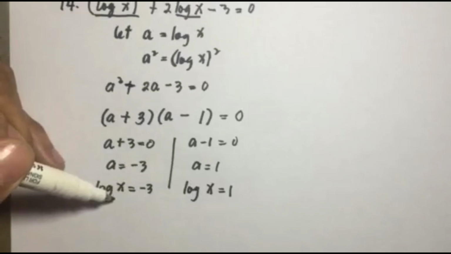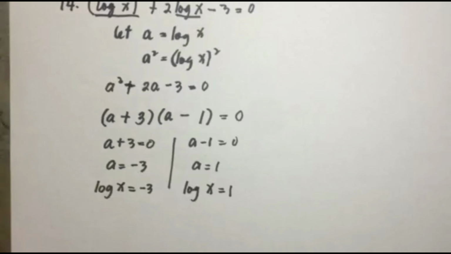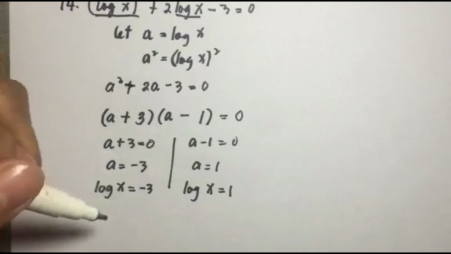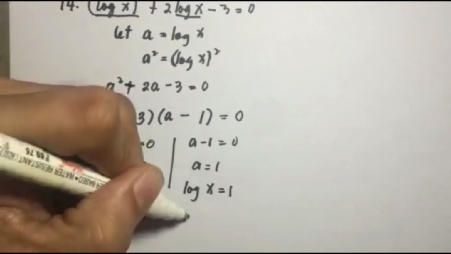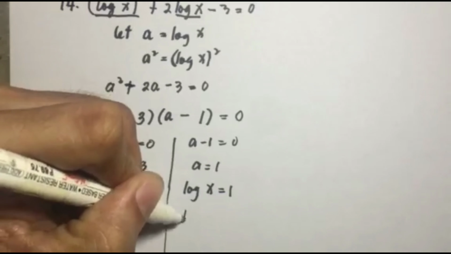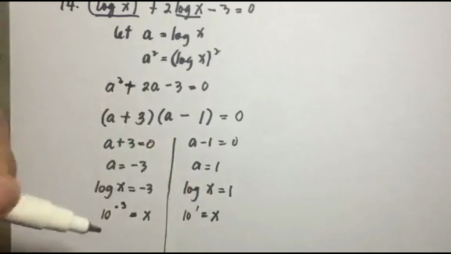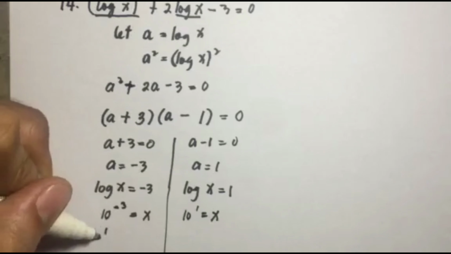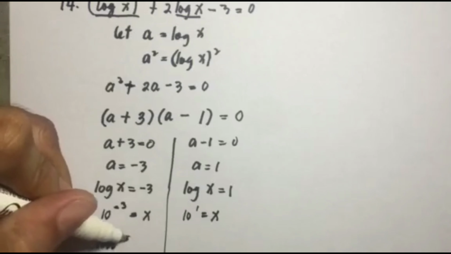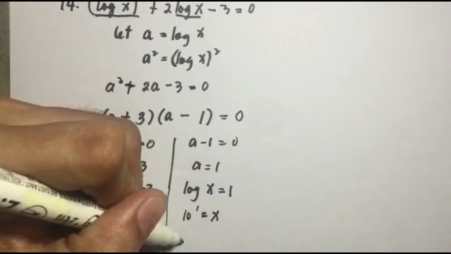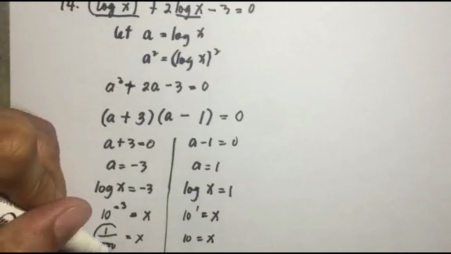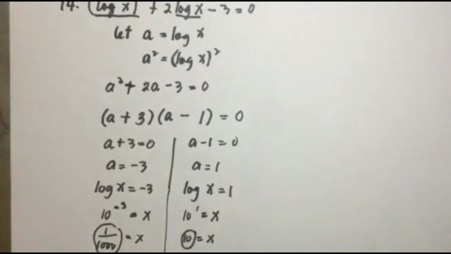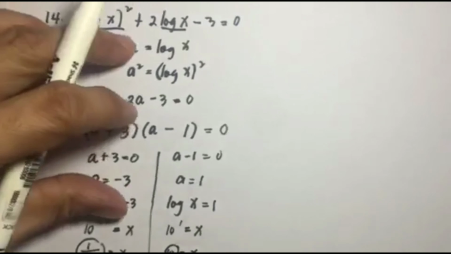Since ang base nito ay 10, kasi wala siyang base, automatically that is 10. Magiging 10 raised to negative 3 equals x. Yung kabila, 10 raised to 1 equals x. So, 10 raised to negative 3 is 1 over 1,000. Yung 10 raised to 1 is 10. So, the value of x can be 1 over 1,000 or positive 10. Okay? So, let's go to number 15.